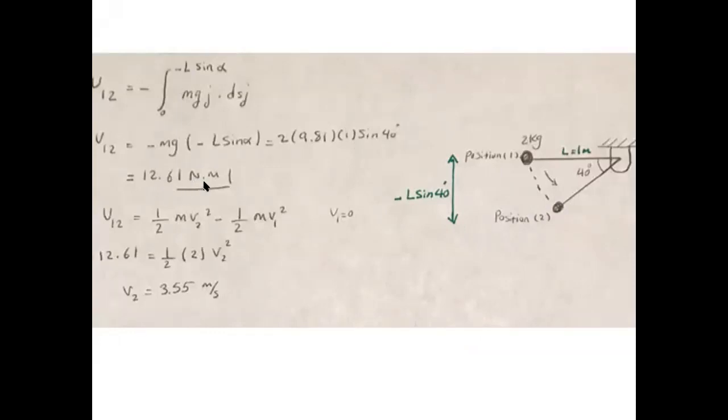12.61 Newton meters. So we can apply the principle of work and energy to determine its velocity when it is in position 2. The velocity in position 2 is 3.55 meters per second.